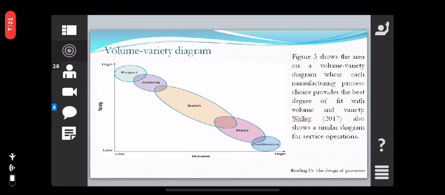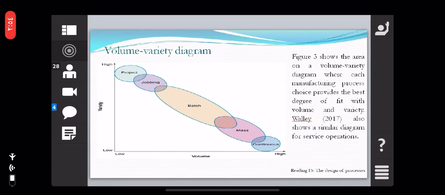Okay, guys. For example here, continuous or mass production. Let's say mass production. It needs very high volume, but the variety, there is not much variety. The variety in mass production, but the quantities must be very high. When you enter a water factory, it has to produce thousands of bottles per day, right? It means volume is high, but the variety you find is low, maybe one or two types.